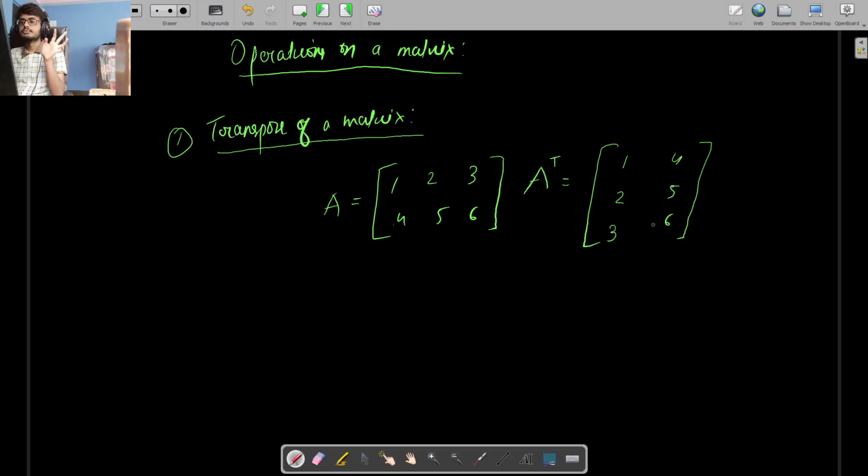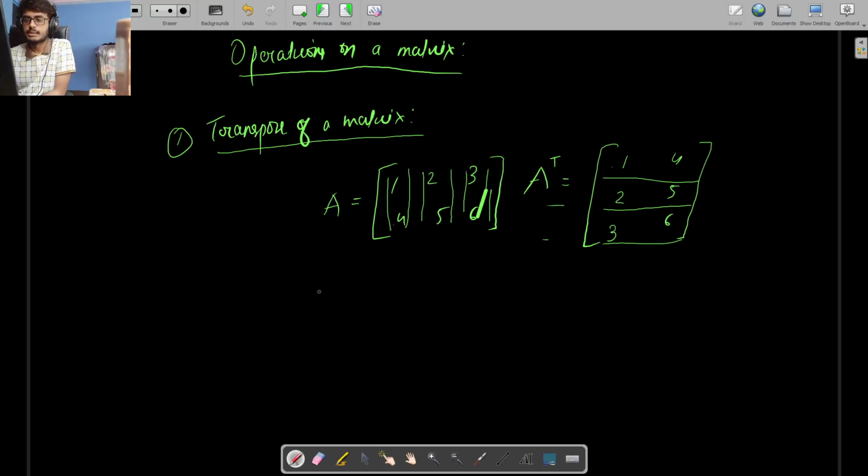Simple. So you can just think of it like this, okay? I'm just making this column the row now. So 1, 4 will go up. I'm making this column a row, so 2 and 5 will go here. I'm making this column a row, so 3, 6 is going here.